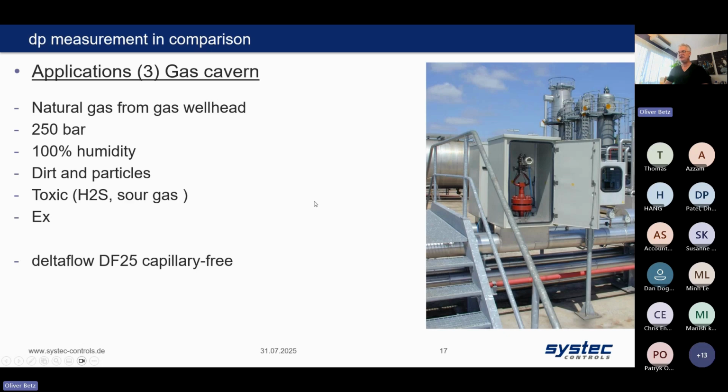This is an interesting application because the gas company didn't find any alternative meter. So we have the Delta Flow after a gas wellhead. We have 250 bars. We have particles, humidity, and things like this. It's toxic because of H2S and so on, and the probe is working since many years without any maintenance and without any wear and tear.